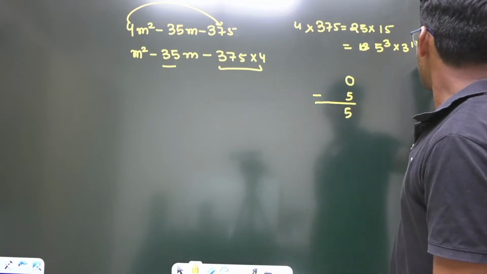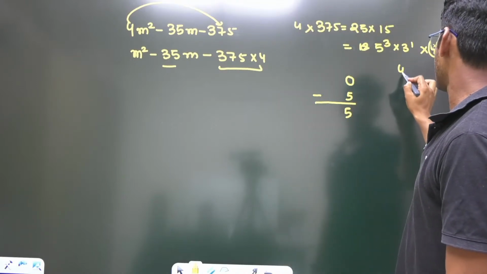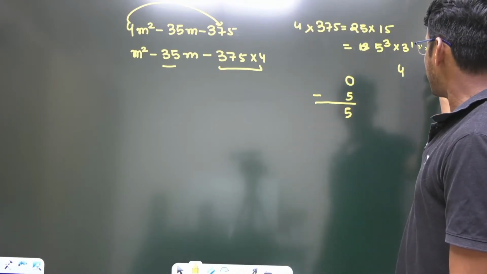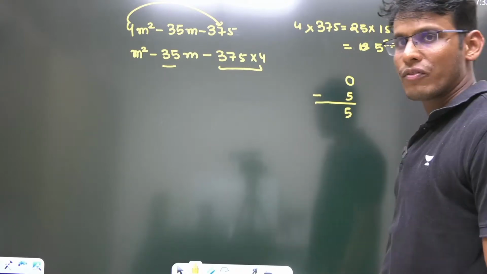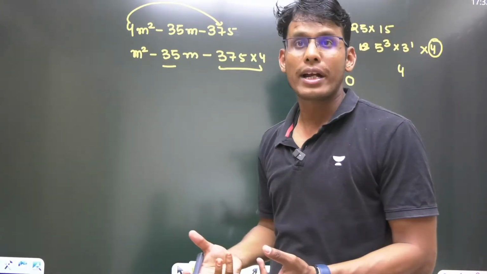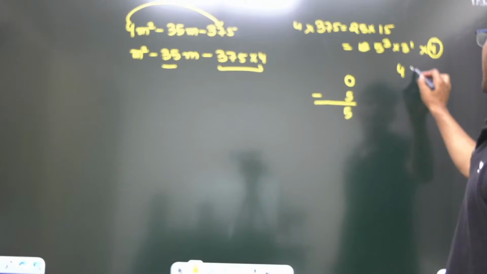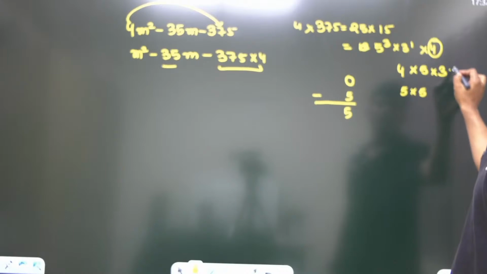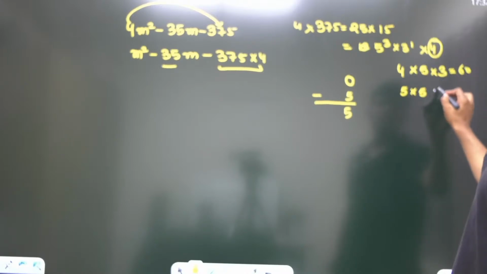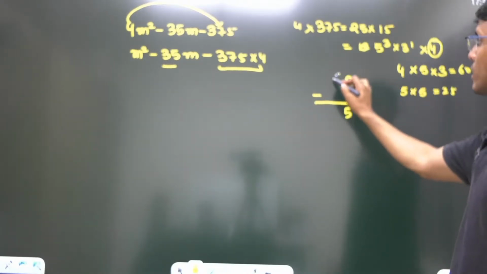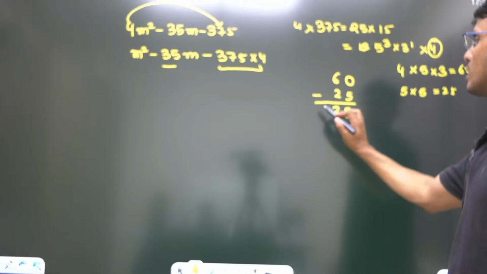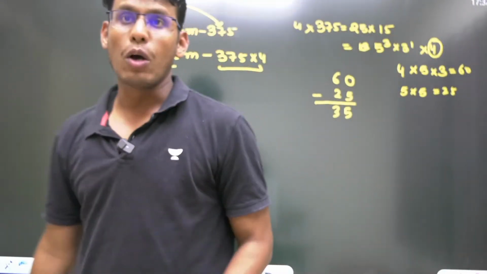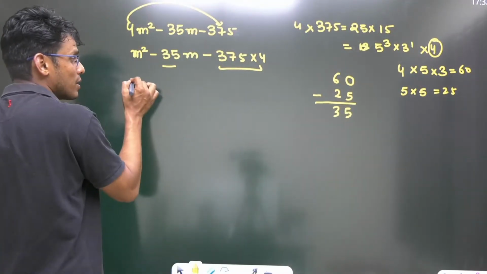So this means your 4 has to be together, because if any power of 2 gets multiplied with 5, it makes a 0 at the end. So 4 has to be multiplied with 5. Then you are left with 5 cross 5 and then there is a 3. So this becomes 60, this becomes 25. Now this is brain, right? This is brain.